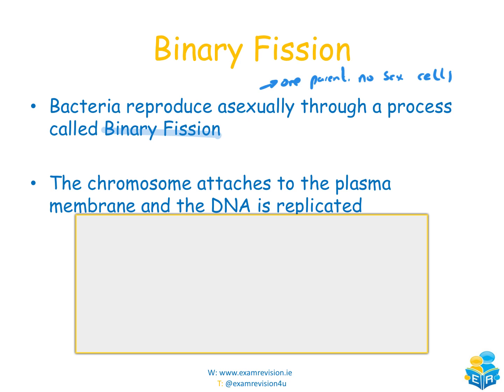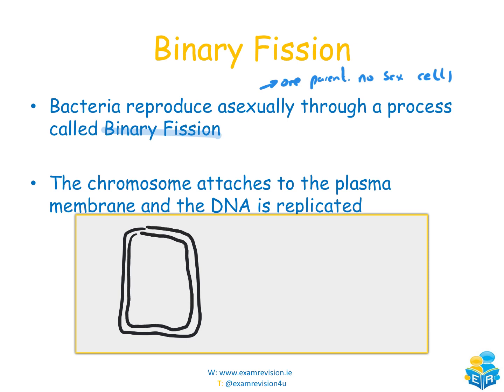So how does this happen? Well, the chromosome is going to attach to the plasma membrane and the DNA will be replicated. So if we have a look at a typical bacterial cell here, make sure we draw a double layer on the outside. Inside, we're going to have our genetic material, which is going to attach itself to the plasma membrane at the side. That's our cell wall on the outside, the plasma membrane on the inside.